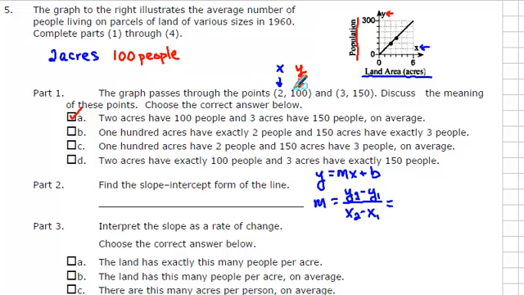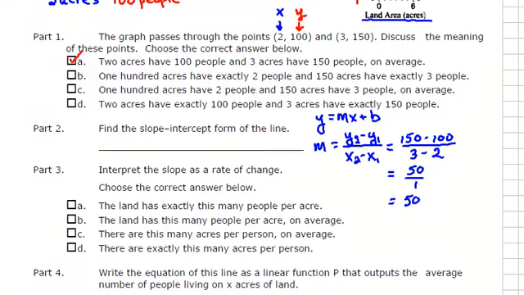So in this case, if we treat (2, 100) as our first point and (3, 150) as our second point, then we get 150 minus 100 divided by 3 minus 2, and that's equal to 50 over 1, which reduces to 50. So the slope of the line is 50.